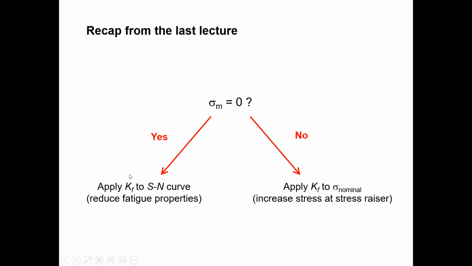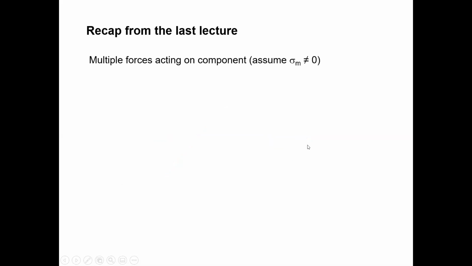So if mean stress is equal to 0, you can use the fatigue stress concentration factor for the strength calculation. But if it is not equal to 0, that means it has a value, so you need to use the fatigue stress concentration factor on the stress, not the strength. I hope you understand that. So let's see how we can use it then. That means there are multiple forces acting, mean stress and alternating stress together, that is the meaning of that.